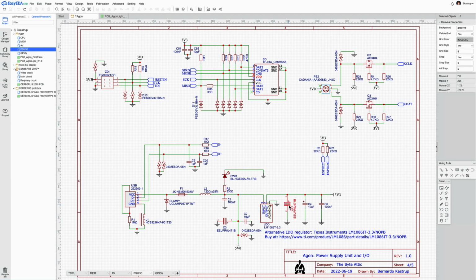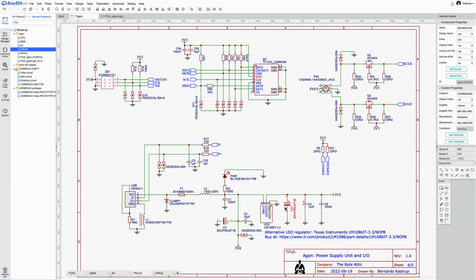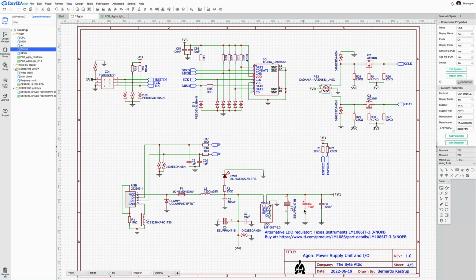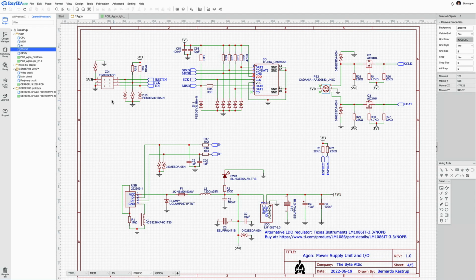Now this is more decoupling. This is a large 407 microfarad, very low ESR electrolytic capacitor. There are two of them. They are both very low ESR. And then more normal decoupling like a 10 microfarad tantalum and the usual ceramic 100 nanofarad. And then you get the 3.3 volt power rail.